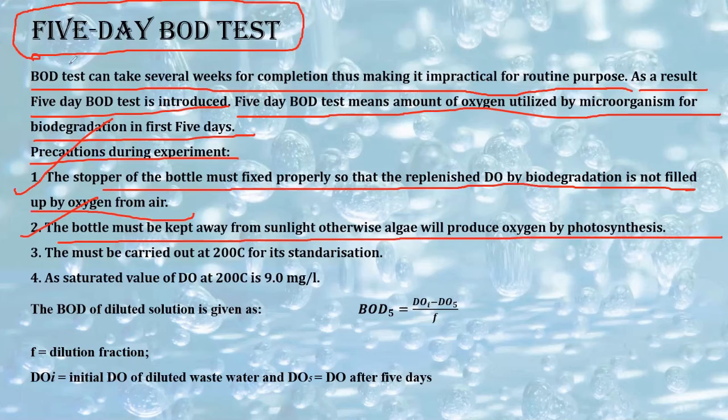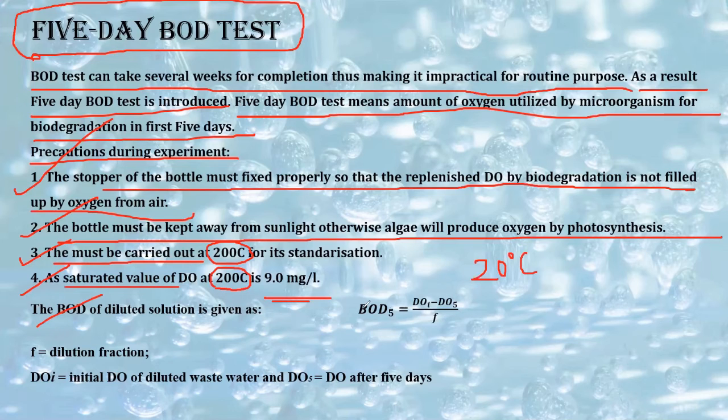Third thing is, it must be carried out at 20 degrees Celsius. So we have to correct this to 20 degrees Celsius. Okay. So it should be carried out at 20 degrees Celsius for its standardization, and the saturated value of DO at 20 degrees is 9 gram per liter.